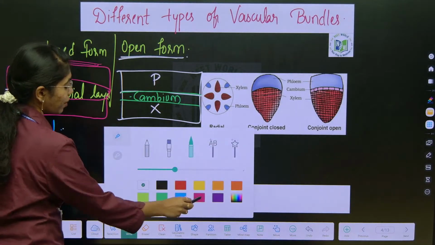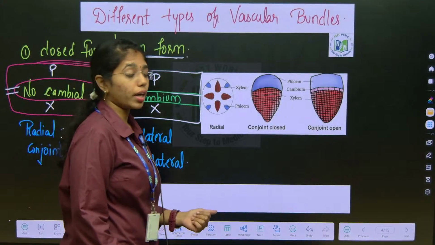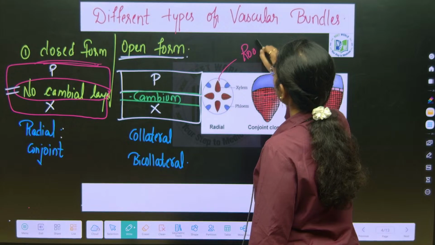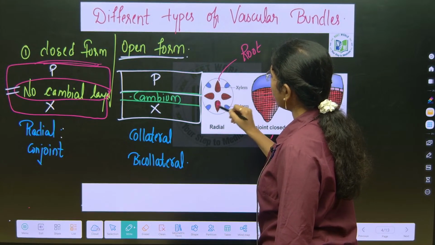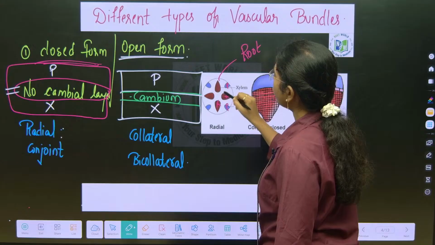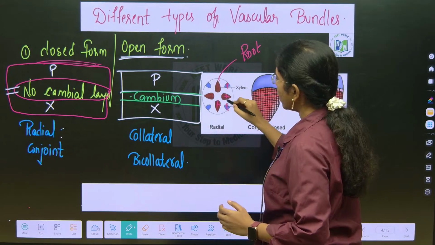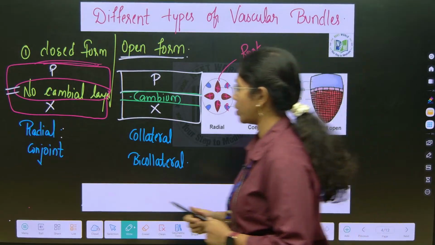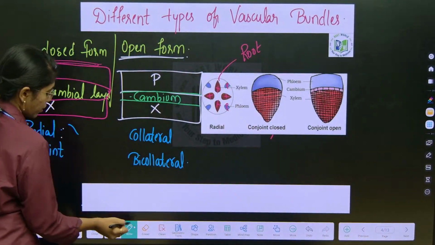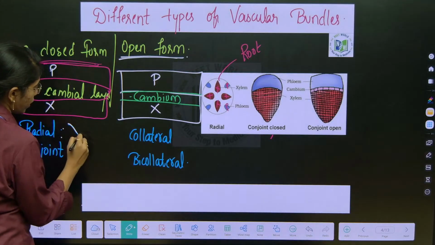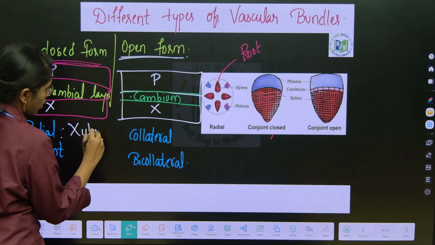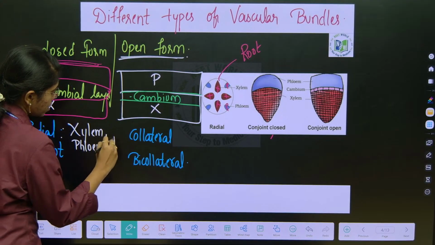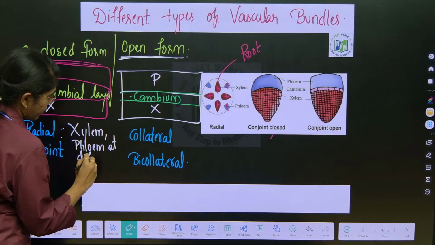Here in the radial type, xylem and phloem are at different radii. This you will come across in the root, wherein xylem and phloem are at different radii, side to side. That is called radial type of vascular bundle arrangement. Here you can take down xylem and phloem at different radii.